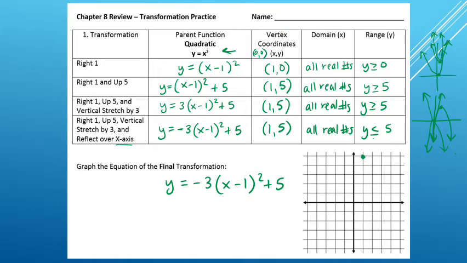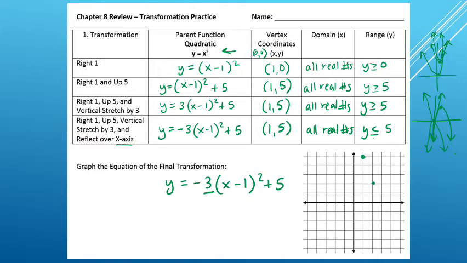And I'm just going to use a scale of 1. And then there's a stretch by a factor of 3, and it's going down. So I'm expecting a downward facing kind of U shape. And so I'm going to think about how normally I would go over 1 and down 1, because 1 squared would be 1. But if I'm stretching by a factor of 3, I'm going to go over 1 and down 3.